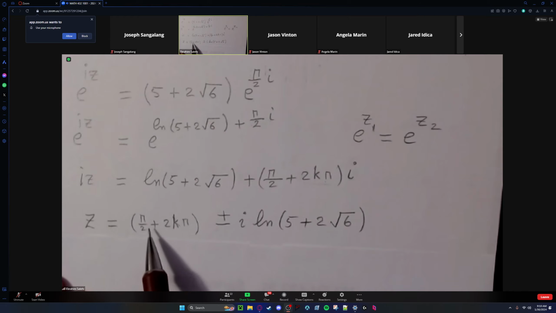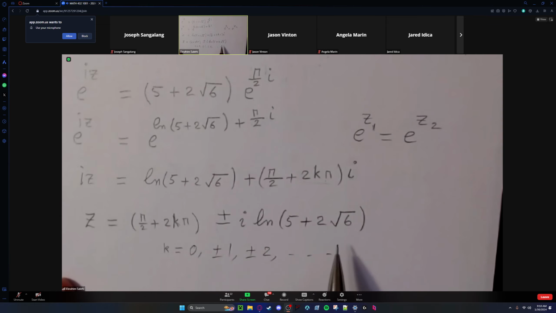I worked with plus, but if you work with minus, you get minus out. So this is a complex number. Our goal was to find all values of z for which sine of z is 5. So we don't have just one solution. We have infinitely many solutions depending on k. K can be 0. I mean, k is an integer.